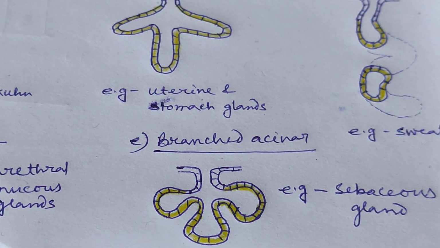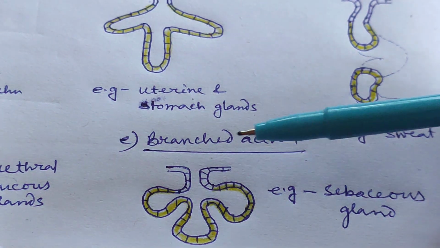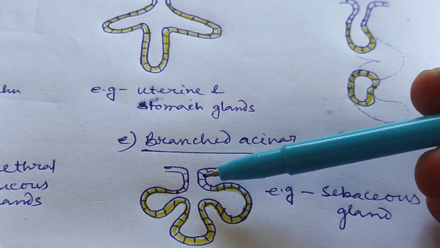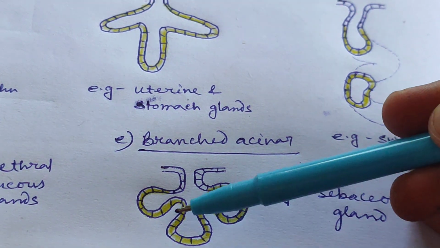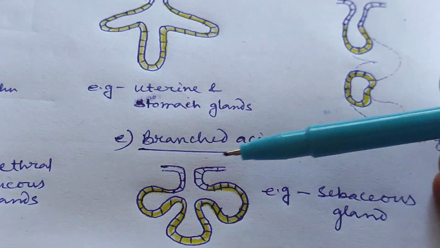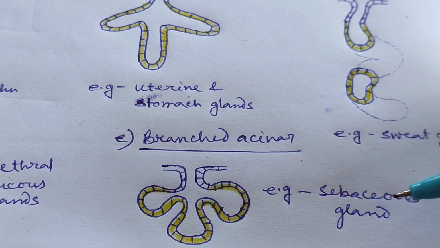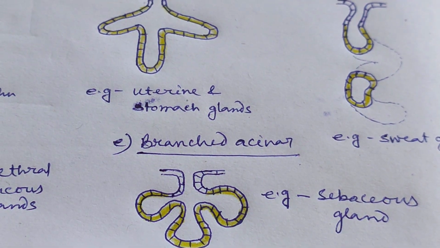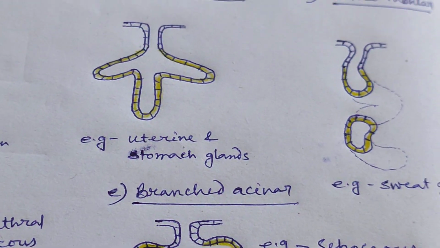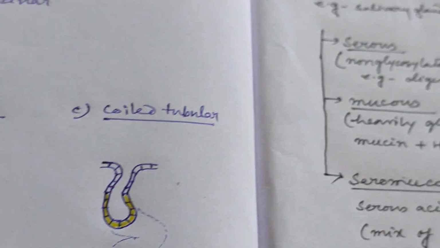Next, branched acinar gland, same thing here. The duct portion, the white portion, is unbranched, but the secretory portion is acinar shaped and it is branched, that is why the name is branched acinar, and the example is sebaceous gland. So these are all types of simple exocrine glands where the duct portion is unbranched.